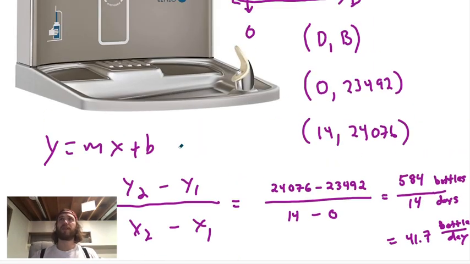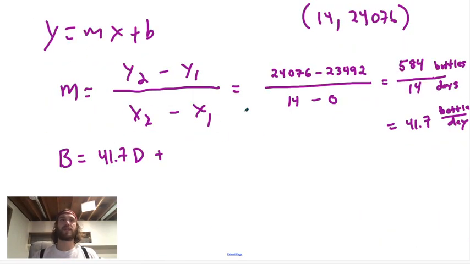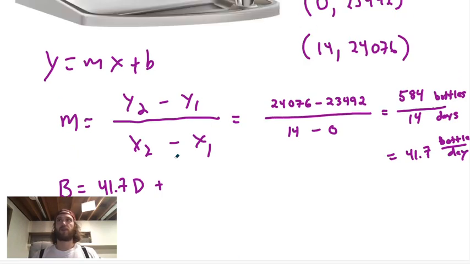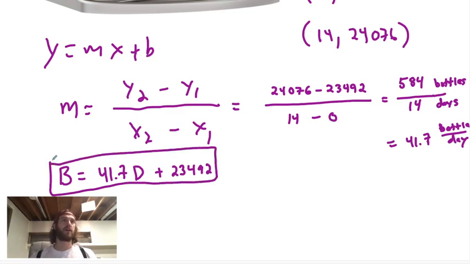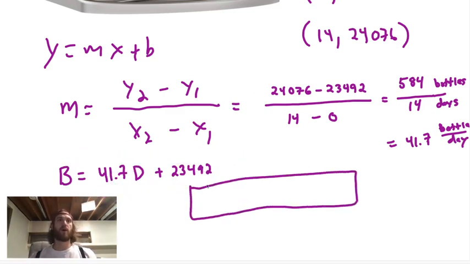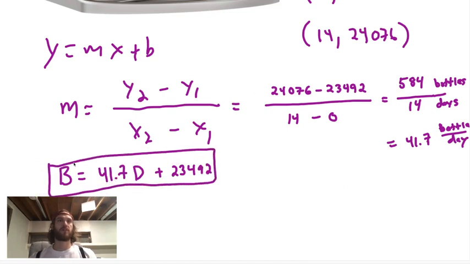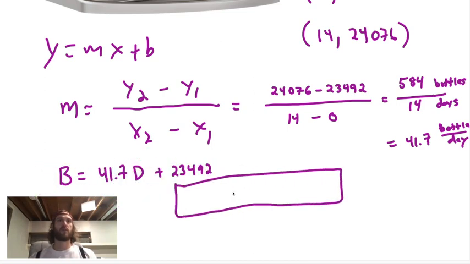And if you were to plug in this point, you'd do 0 for d, and that term would go to 0, and you'd get b equals 23,492 anyway. So yeah, I'll let you do that if you don't believe me. So great, we've got our equation. Fantastic. So this is the equation of the line that models our current situation with bottles in our filter.